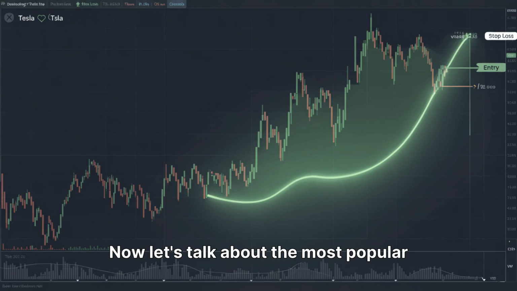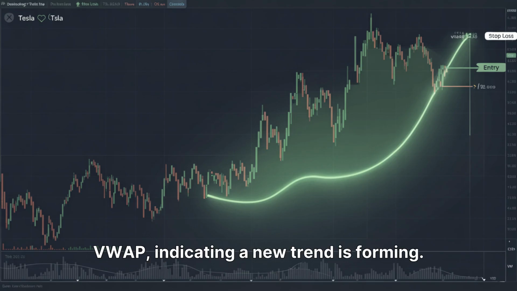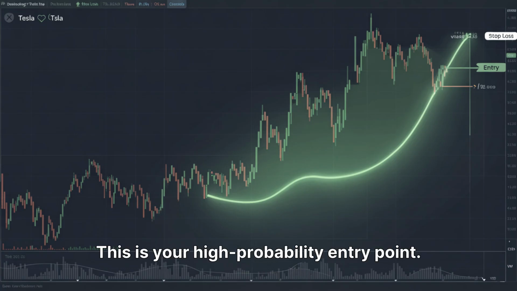Now let's talk about the most popular way to trade with VWAP, the pullback strategy. Many traders wait for the price to make a strong move away from the VWAP, indicating a new trend is forming. But you don't want to chase that move. Instead, you wait for the price to return to the VWAP line. This is your high probability entry point.